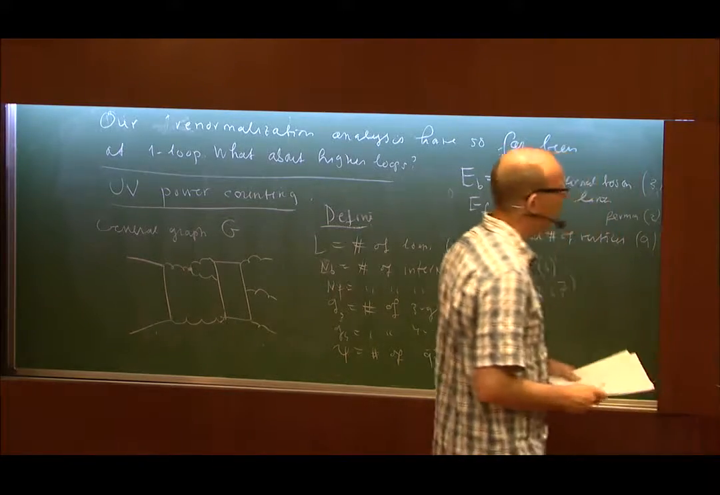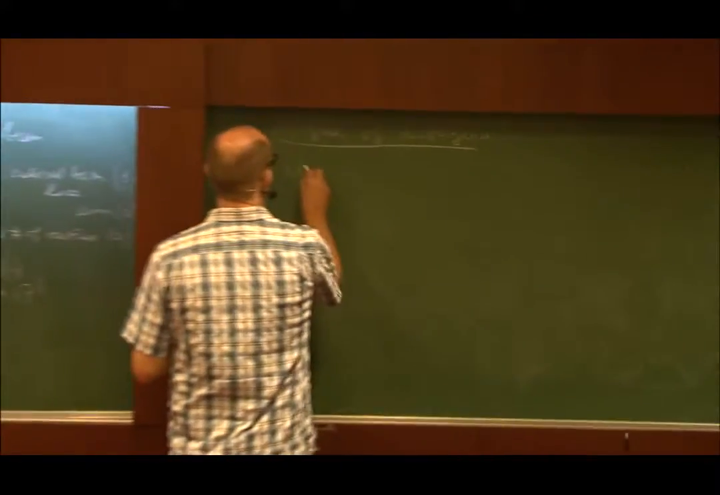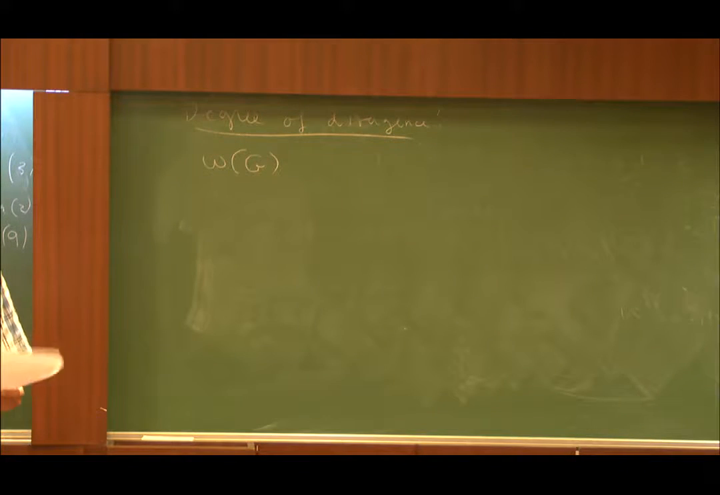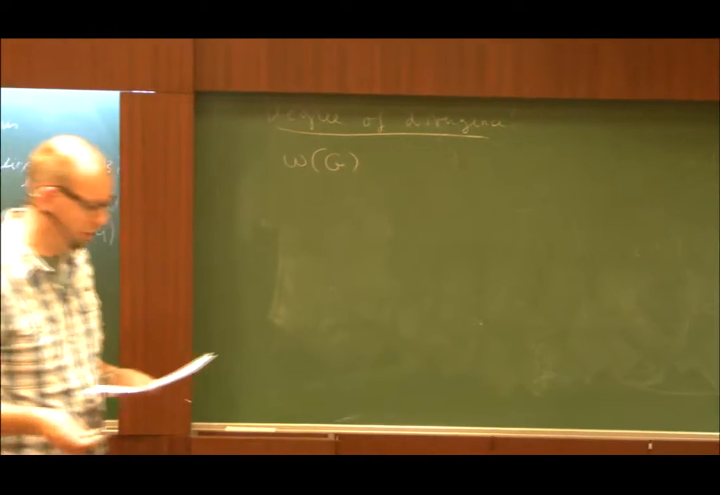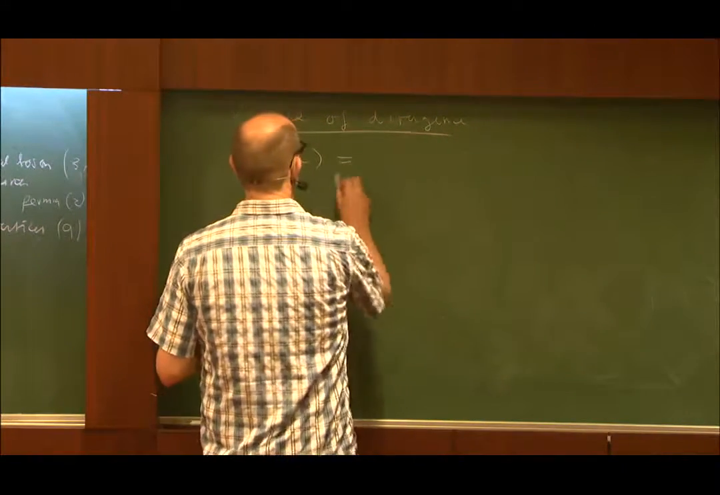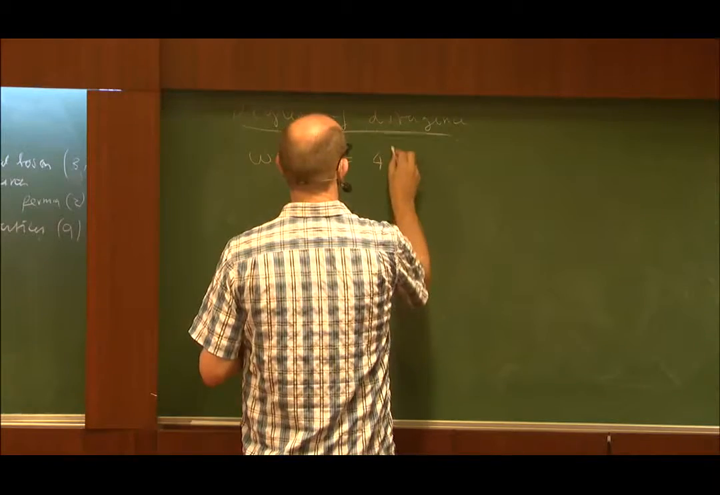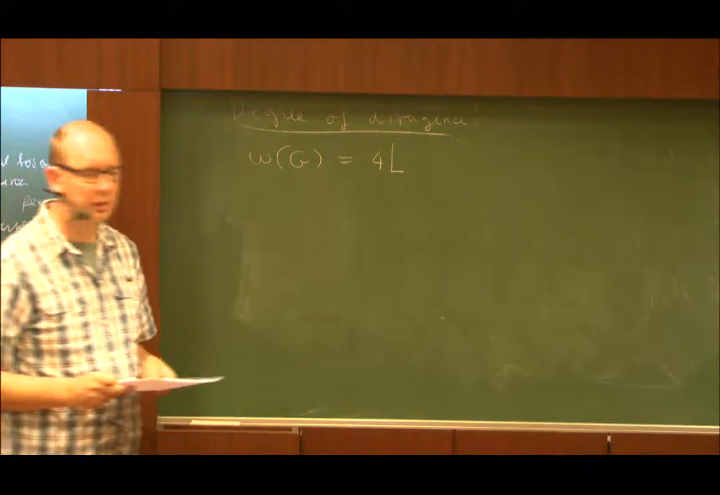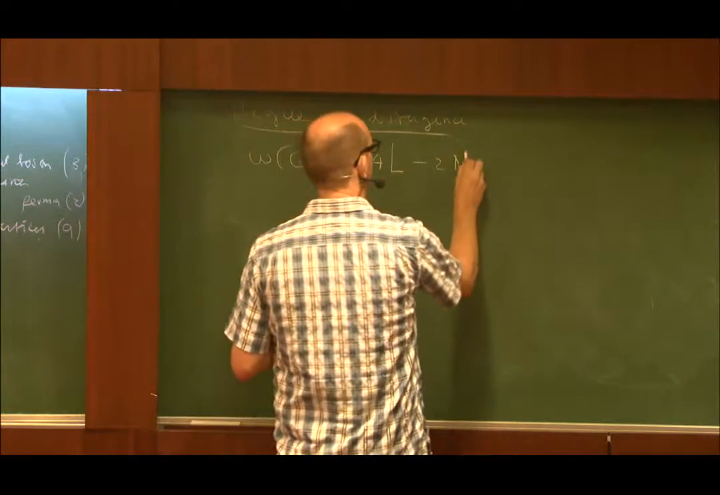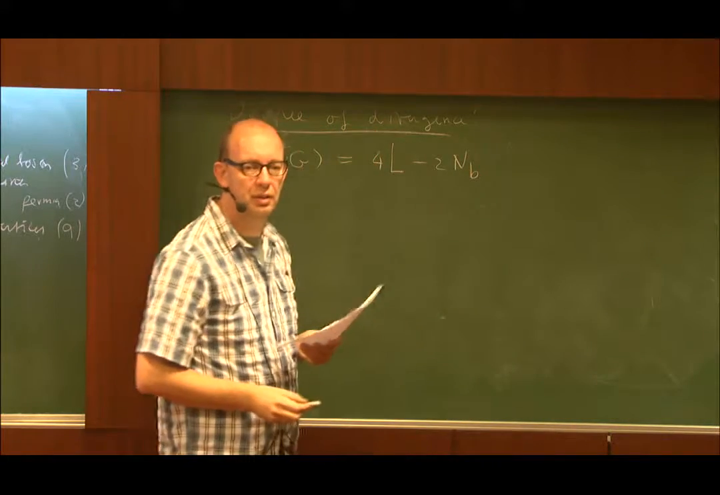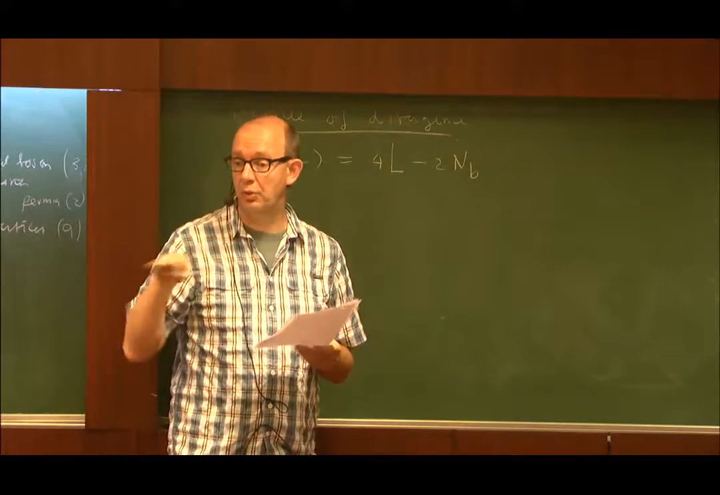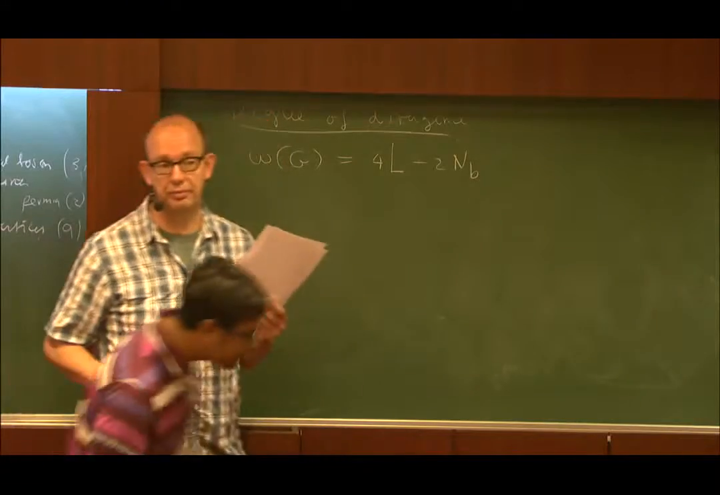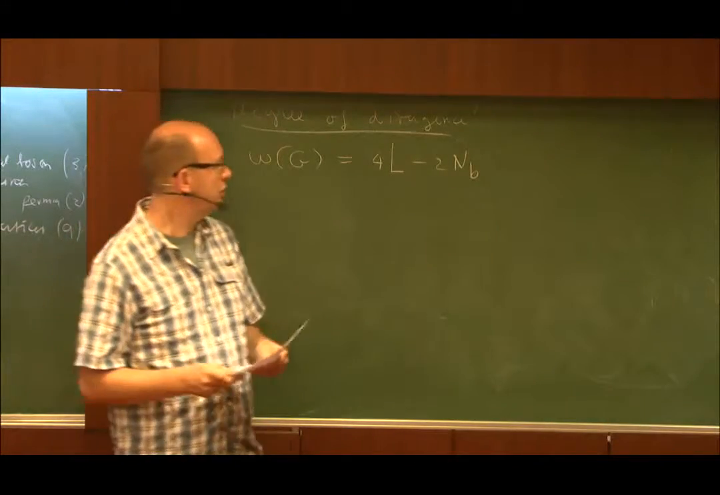Now, what is the degree of divergence? Typically, we'll call it omega of G, and we work in 4 dimensions. We're just estimating degree of divergence. We don't have to regularize anything. We just want to see how bad the situation is. It is 4 times the number of loops. Right, for every loop integral you get 4 degrees of freedom, minus twice the number of internal boson lines, because every internal boson line is 1 over p squared, so that's 2 energy scales in the denominator. Right. This is the measure factor.